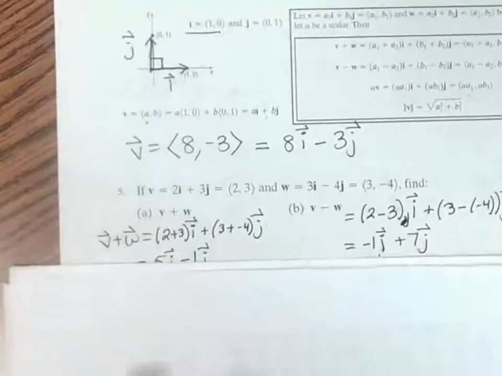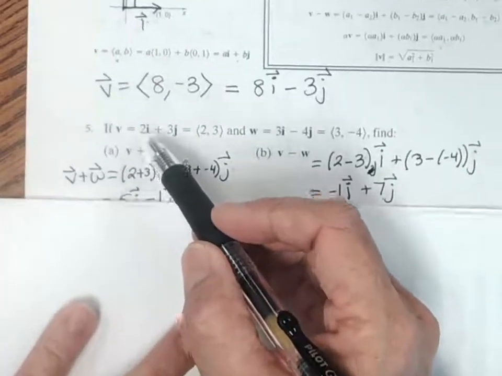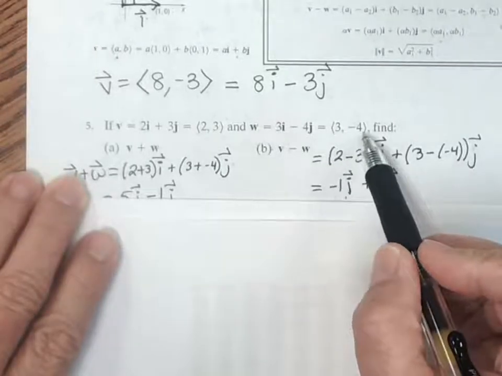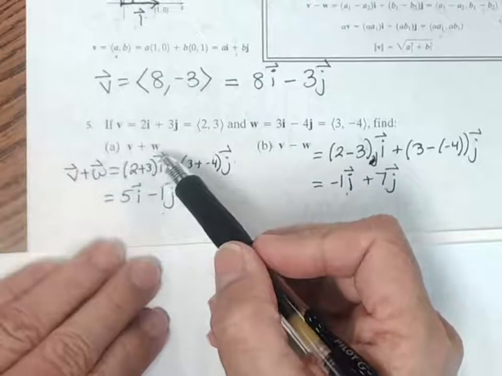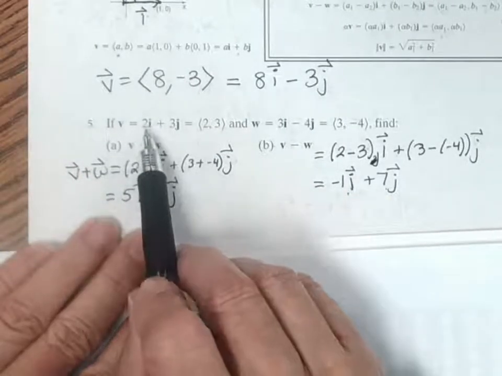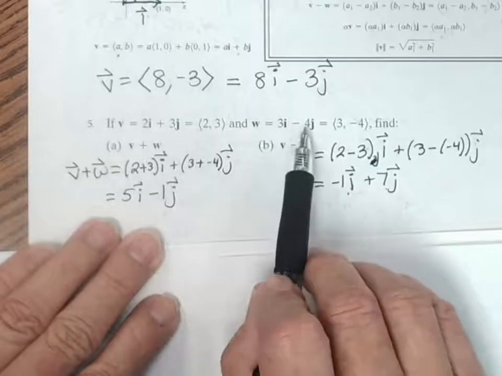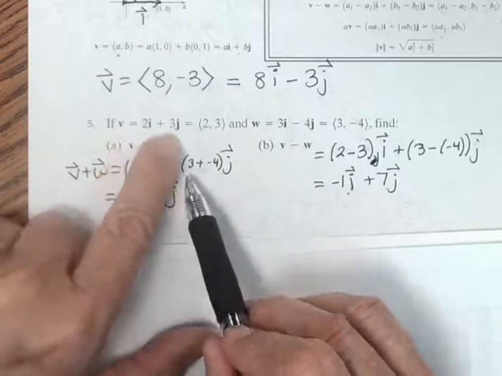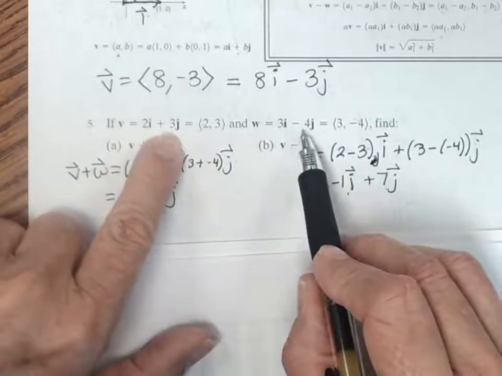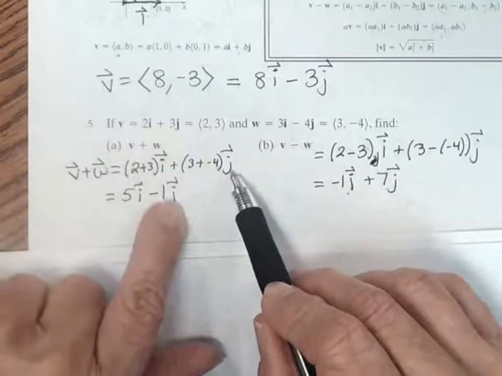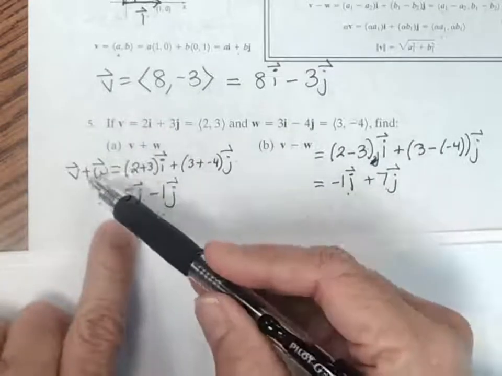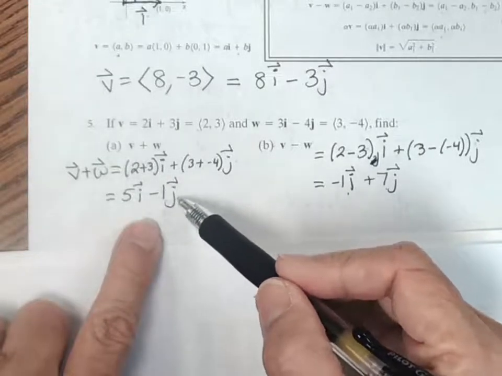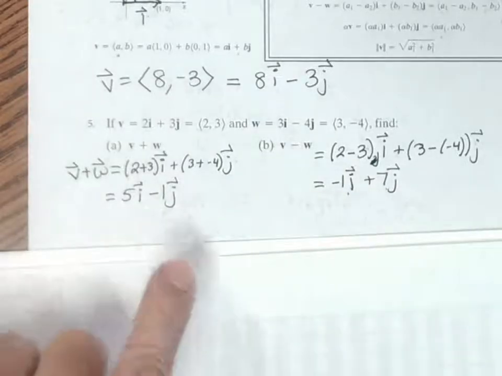So if I have vector v defined as 2i plus 3j, I could write it like this. And vector w is 3i minus 4j. Again, we can write it like that. If I want to add vector v and w, I can add the coefficients of the i and the coefficients of the j. So I have 2 plus 3 times vector i plus 3 plus a negative 4 times j. So my resulting vector of v plus w is 5i minus 1j. And you don't have to write the 1, I'm just emphasizing it there.